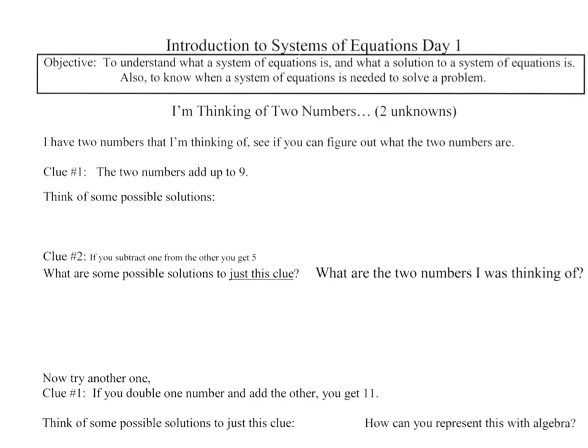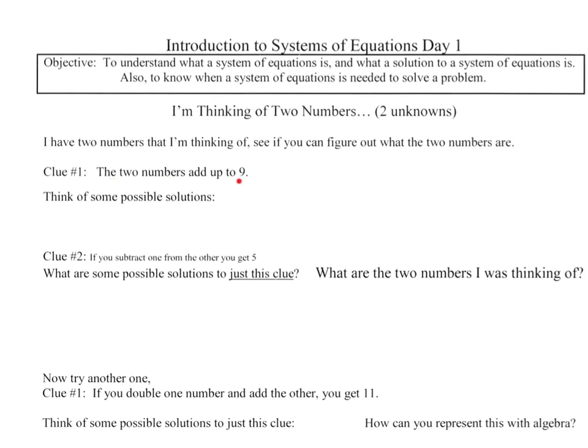All right, let's go ahead and start by looking at our first problem. It says, I'm thinking of two numbers. See if you can figure out what the two numbers are. So here's clue number one. The two numbers add up to 9. So think of some possible solutions of two numbers that would add up to 9.